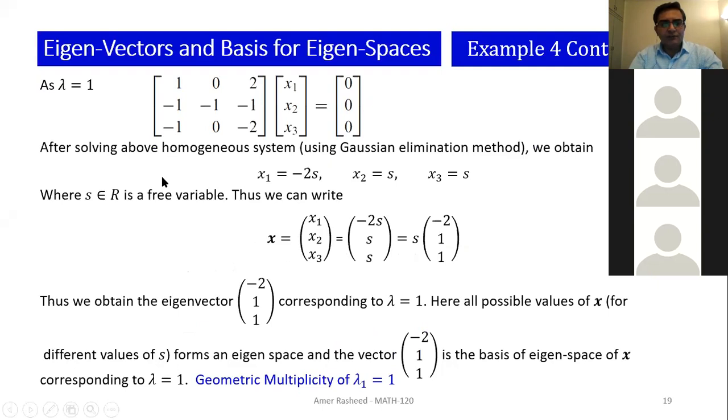On this slide, corresponding to lambda is equal to 1, we get only 1 eigenvector. So the geometric multiplicity of this lambda is 1, because we get 1 eigenvector corresponding to lambda is equal to 1. So this is what the geometric multiplicity of any eigenvalue is.